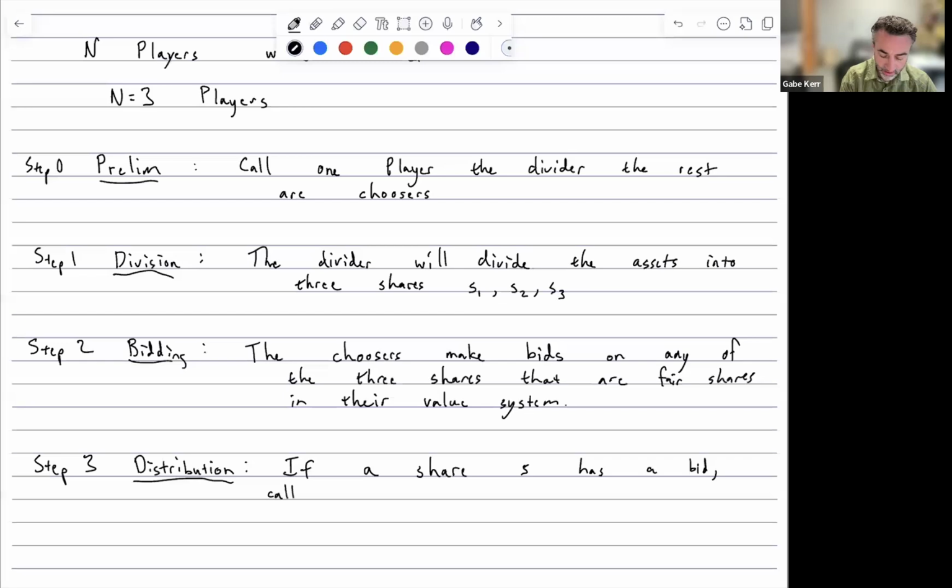call it a C piece. This is what the book calls it. The book uses an example of a cake, and so we're thinking of this as a piece. I'll just follow that vocabulary for this video, but you could think of it as a C share. And C stands here for chosen. If it does not, so there's no bid on that, then we say that it's a U piece.